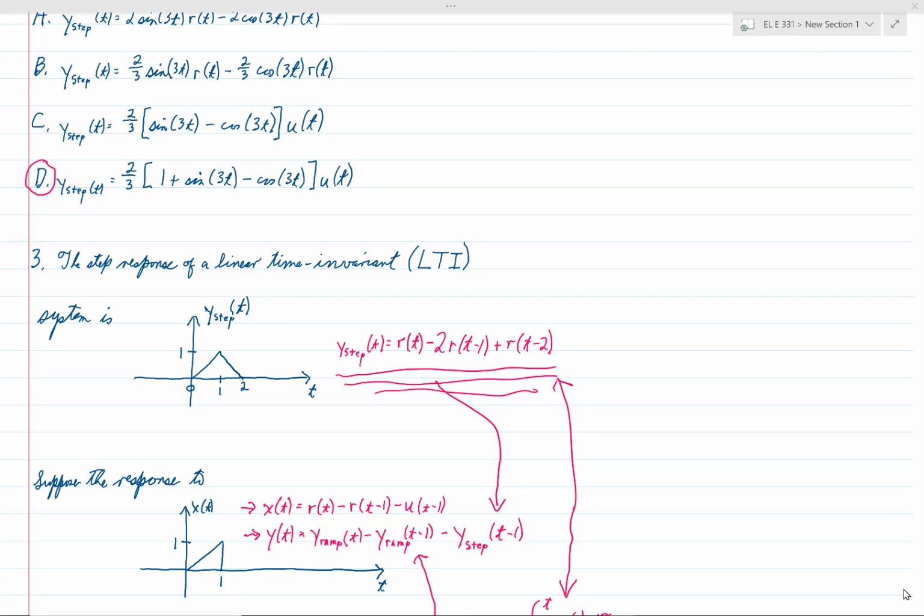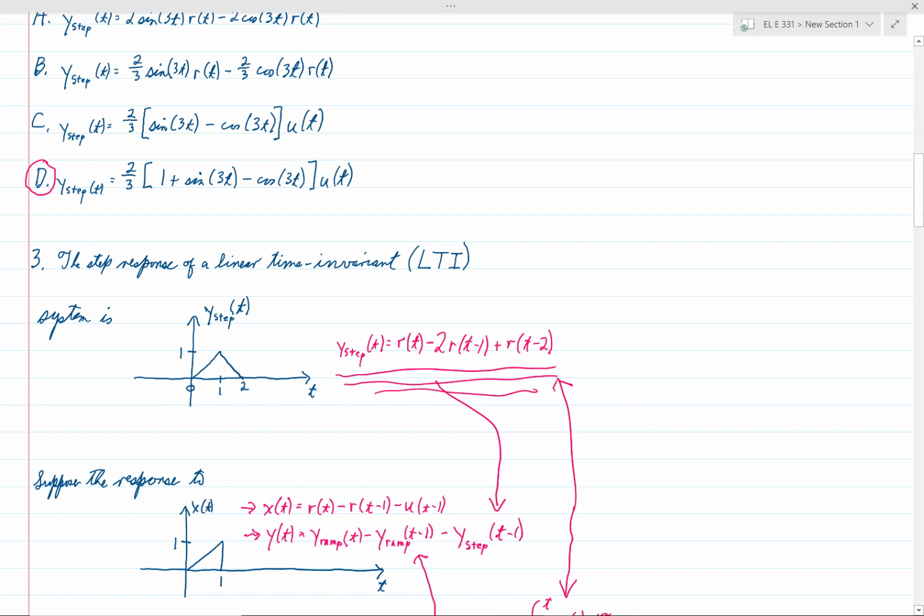Hi, everybody. In this lecture, I'm going to discuss problem 3 of test 8 for Electrical Engineering 331. This problem was a bit involved, and so even though I have made the solution to this problem available on Blackboard, I thought I would review it just to make sure that it's clear.